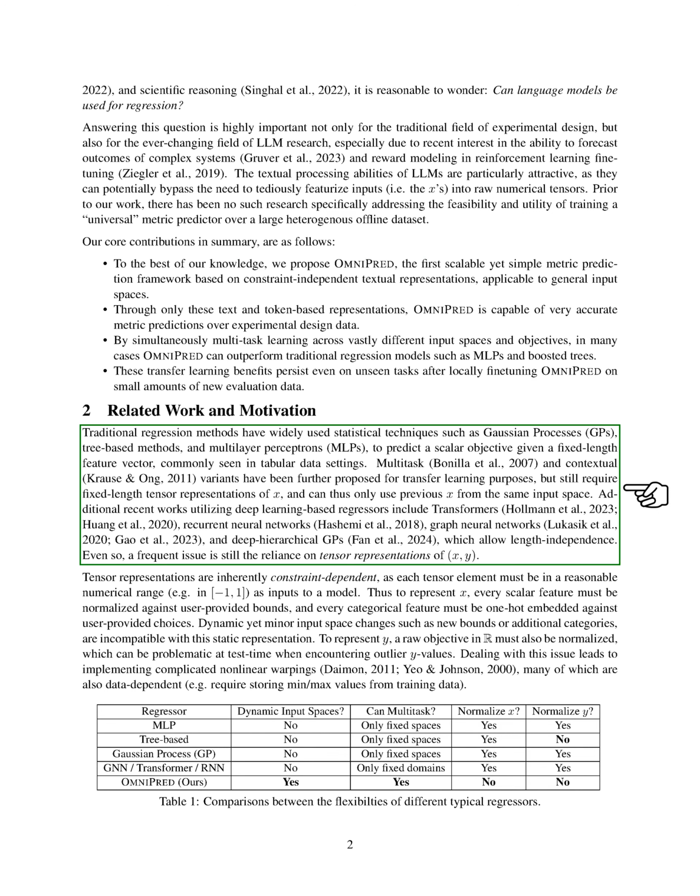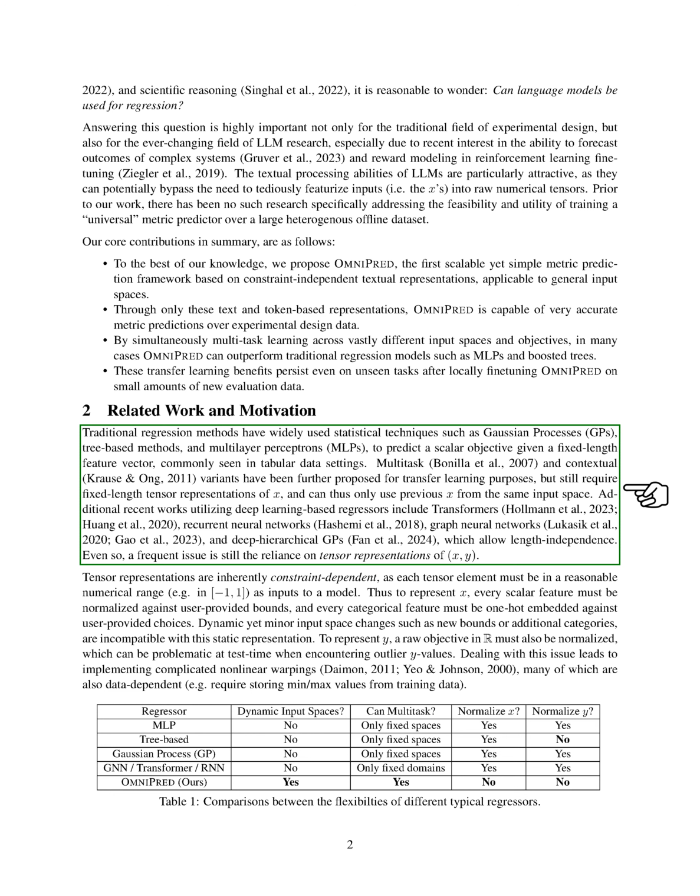Moving on to related work and motivation, traditional regression methods have extensively utilized statistical techniques such as Gaussian processes, tree-based methods, and multilayer perceptrons. These methods predict a scalar objective based on a fixed-length feature vector, a common scenario in tabular data settings. Although multitask and contextual variants have been proposed for transfer learning, they still require fixed-length tensor representations of the input features, limiting their applicability to new or varied input spaces.